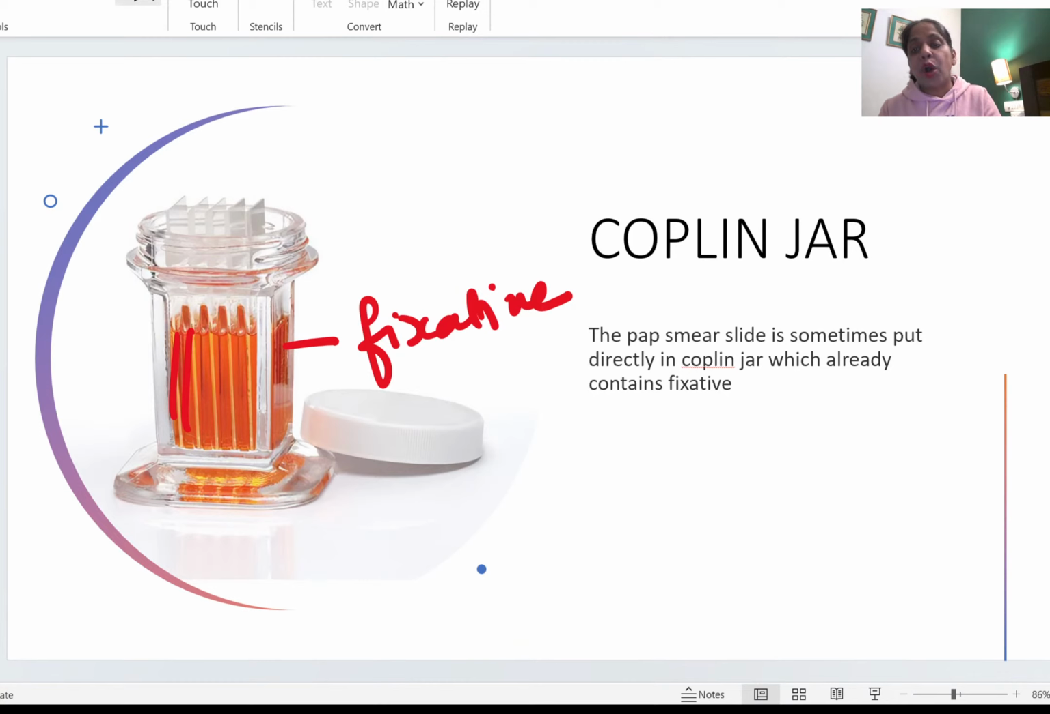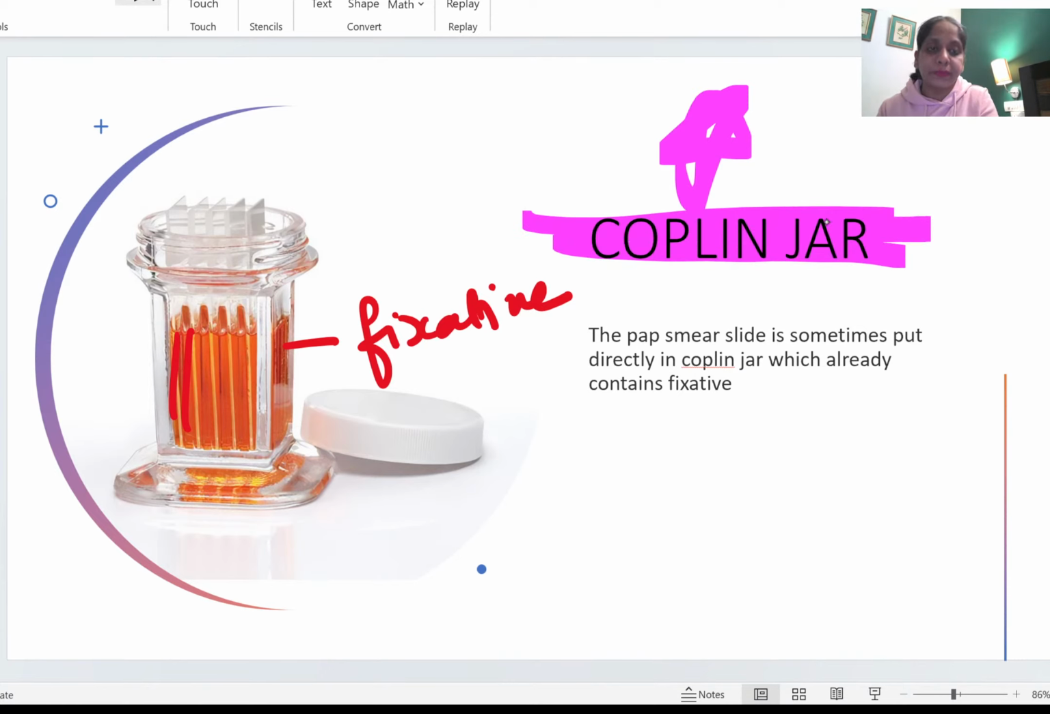So then this Coplin jar was invented. We don't fix the slide separately. The jar itself contains the fixative, and it has slots in which we can carry 5 to 6 slides. This is a highly expected question, an image-based question. Coplin's jar is a jar in which we transport the pap smear slide. It already contains the fixative, 95% ethanol.